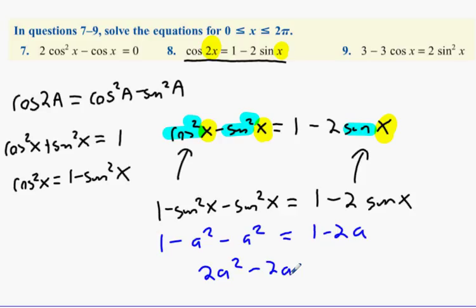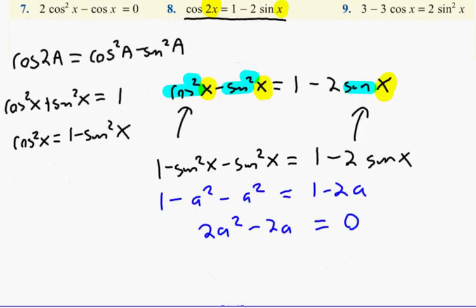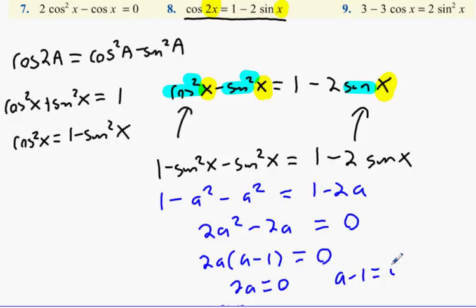Yeah? Does that make sense? Now how do I factorise that? So 2a into a minus 1 equals 0, then what? 2a equals 0, or a minus 1 equals 0, are two answers. Now, what did I say a was again? Sine x equals 1, or sine x equals 0.